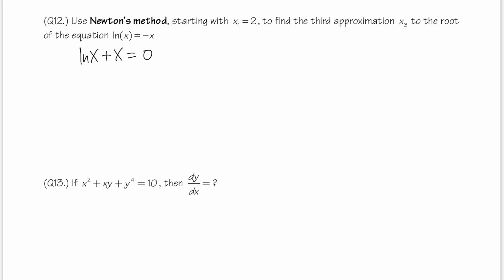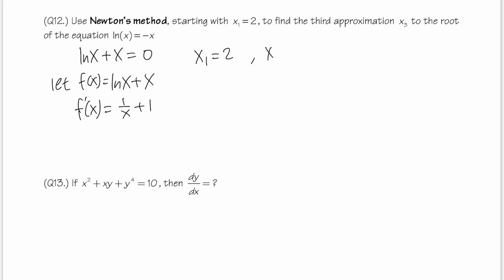So we can define f of x to be ln x plus x. And of course, you know it, we need the derivative. So f prime of x is 1 over x plus 1. And now the matter is just go ahead and use a calculator and then do the work. So I will write this down for you guys. x1 is given to be 2.